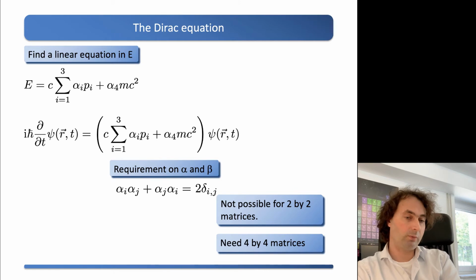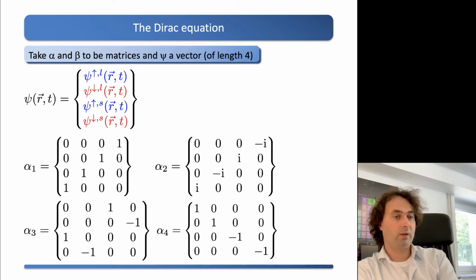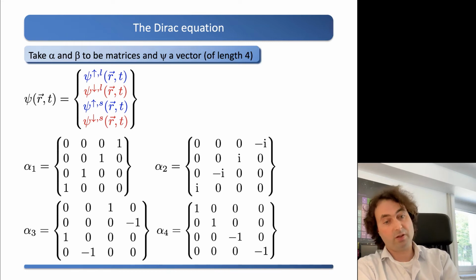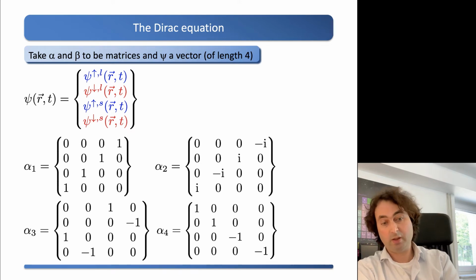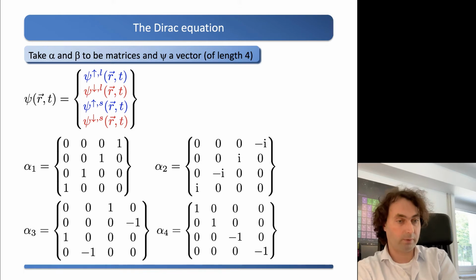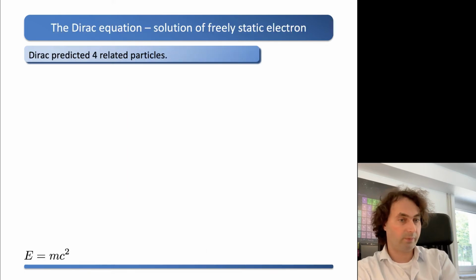So with 2 by 2 matrices, nice idea, but you still can't do it. You have to go to 4 by 4 matrices to make this work. And that's exactly what Dirac did. So the wave function becomes a vector with 4 components, and our alpha matrices are now 4 by 4 matrices. Alpha 1, 2, and 3 are directly related to the Pauli matrices, and alpha 4 is just 1, 1, minus 1, minus 1 on the diagonal. And with this, we have our Dirac equation.